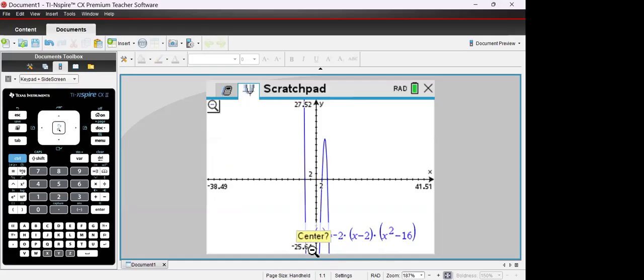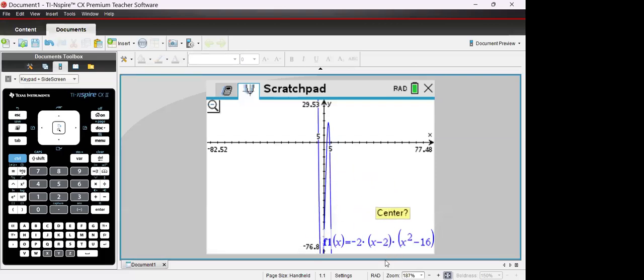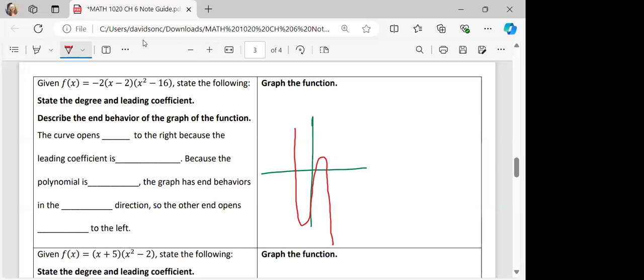Can't see the bottom of the turn down here. I know it's turning. All right. So this one looks like negative x to the third. So the left side opens up and the right side opens down.